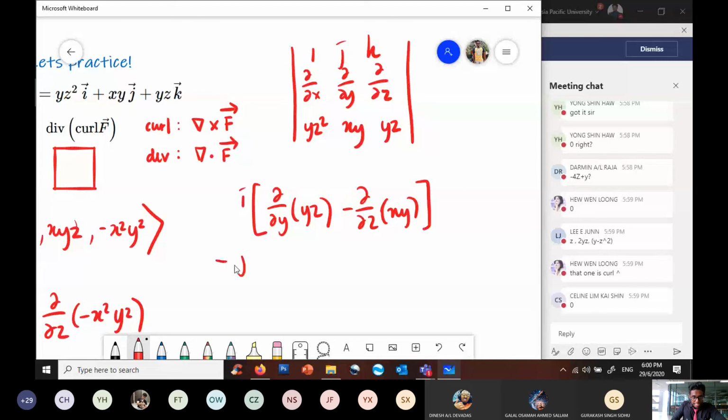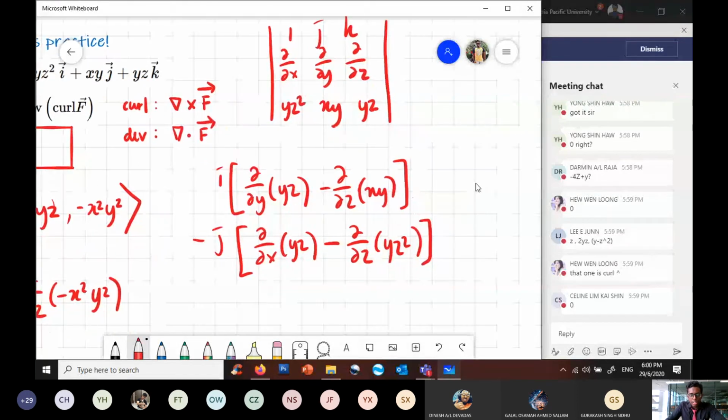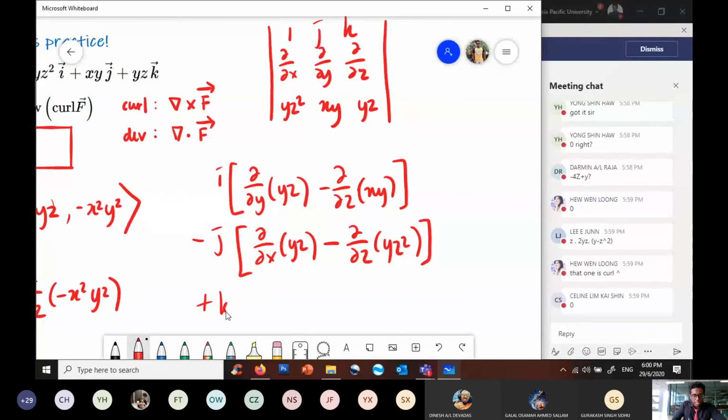Then minus j. Now you close this column and this row. So cross product the remaining thing. So dou over dou x of yz minus dou over dou z of yz square. And finally, for k, back to positive, now we close this column and this row. So cross product the remaining. Dou over dou x of xy minus dou over dou y of yz square.